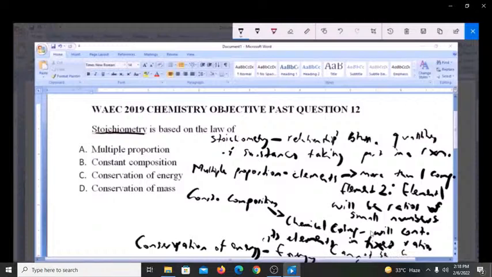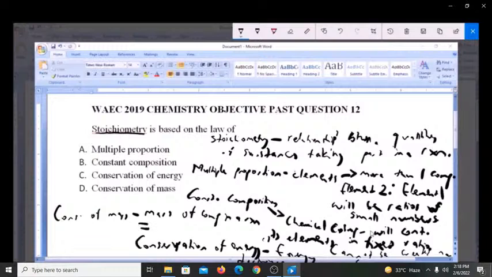Next. And lastly, for the conservation of mass, the total reacting mass of compounds involved in a reaction is equal to the total mass after the reaction.